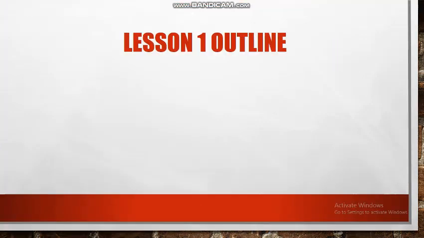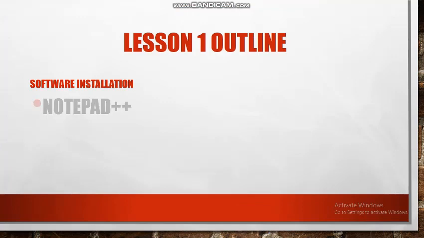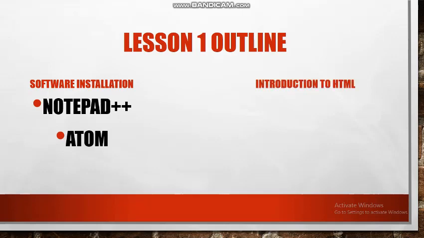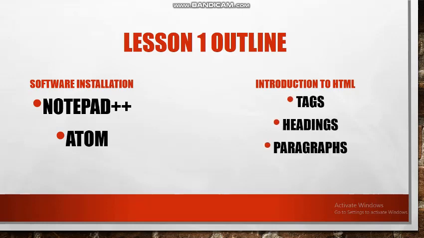Now this is the lesson one outline. First we're going to talk about software installations. I'll show you how to install Notepad and how to install Atom, because these are the two softwares we're going to be using in this tutorial. And then introduction to HTML, where we're going to talk about tags, headings, and paragraphs, and then text formatting, last but not the least. So let's get started.